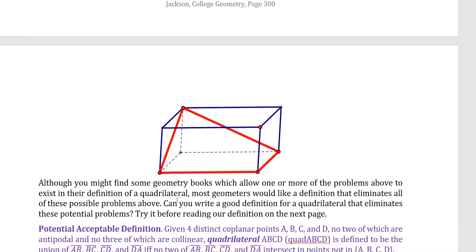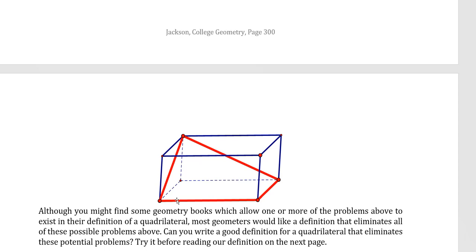Now, you might find some geometry books that have definitions that allow one or more of these problems to exist in their definition of a quadrilateral, but most geometers would like a definition that eliminates all of the problems above. So see if you can write a good definition for a quadrilateral that eliminates all these potential problems. See if you can do it yourself. Press pause now.